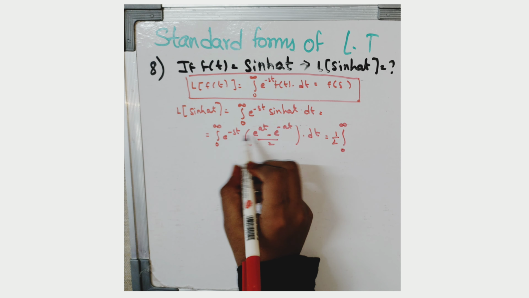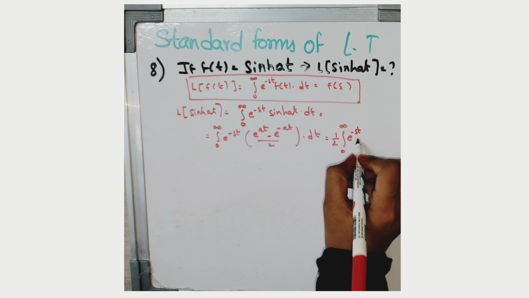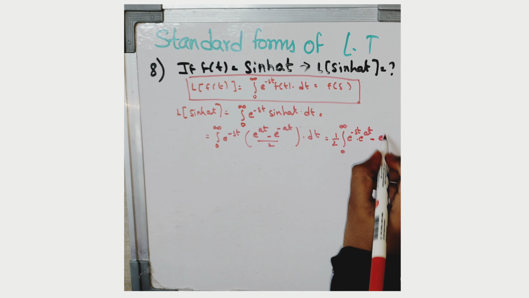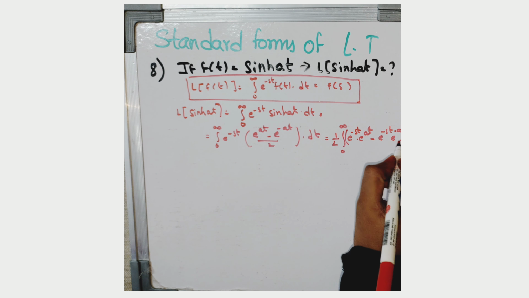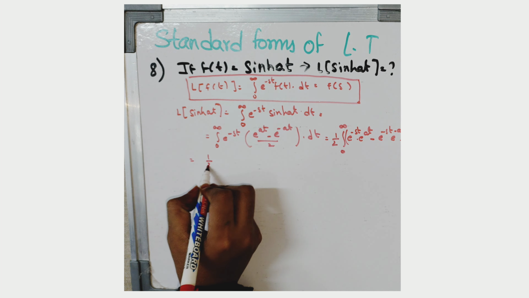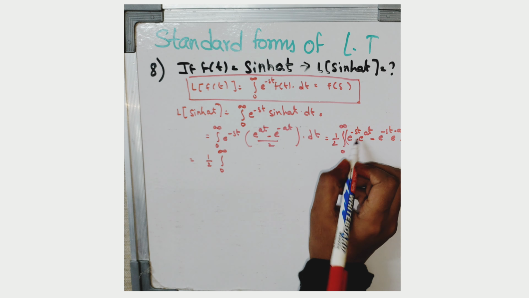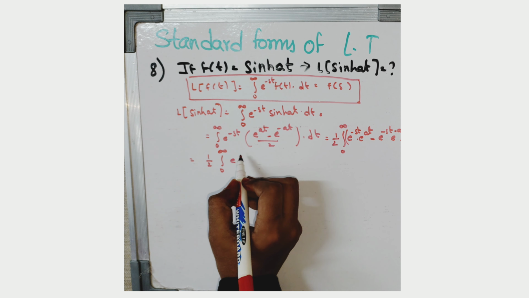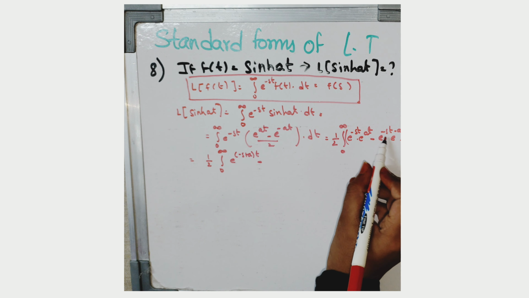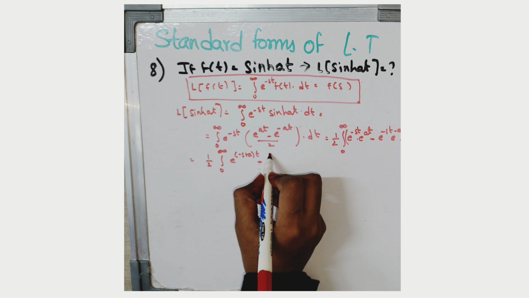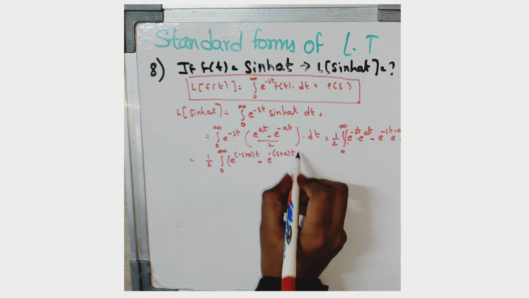Integral 0 to infinity, multiply with this e power minus st, that is e power minus st into e power at, minus e power minus st into e power minus at, for the whole thing dt. Now 1 by 2 integral 0 to infinity, this is in the form of a power m into a power n, which is a power m plus n. So you can write it as e power minus s minus a into t, minus, this is also the same, e power minus of s plus a into t, into dt.